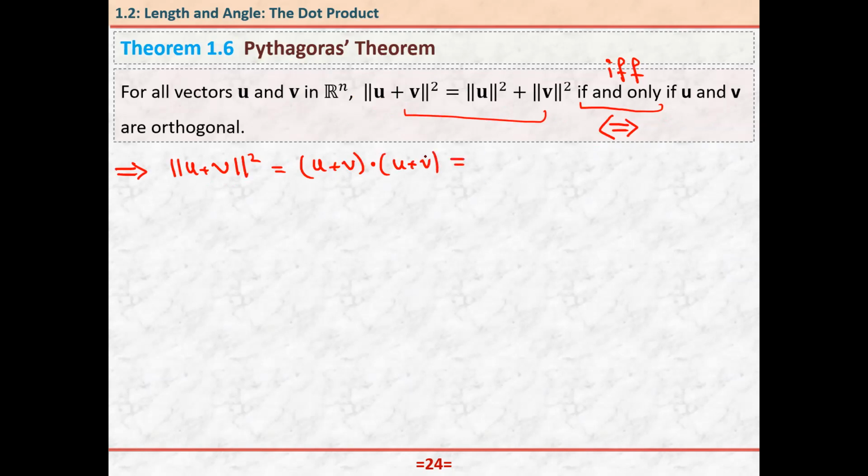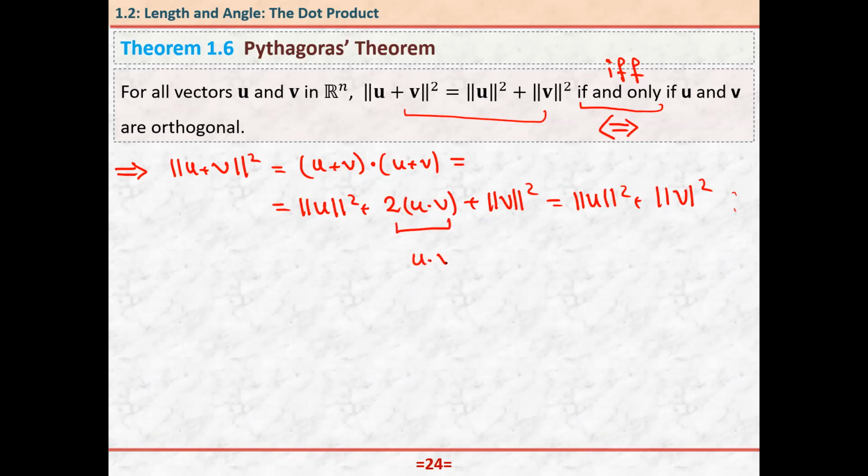And if you expand this, we get the norm of U squared plus 2 times U dot V plus the norm of V squared, right? And this is equal to the norm of U squared plus the norm of V squared when these two things cancel each other, if and only if this thing is equal to 0. That means that U dot V must be equal to 0, because these two things are exactly the same. When this thing is equal to 0, then these two expressions will be equal to each other. Otherwise, they will never be equal to each other.